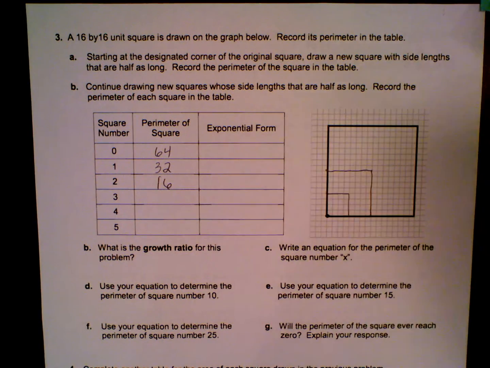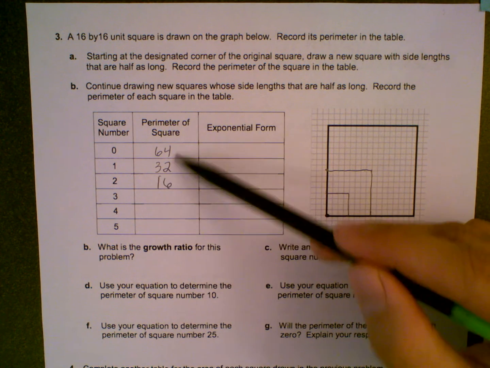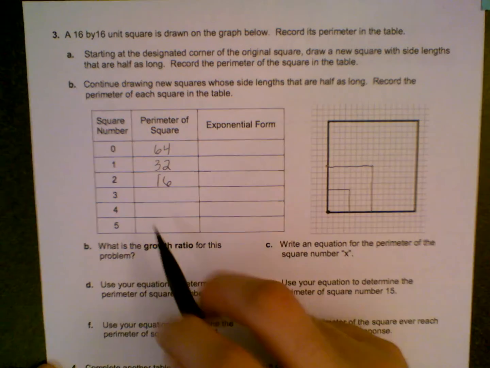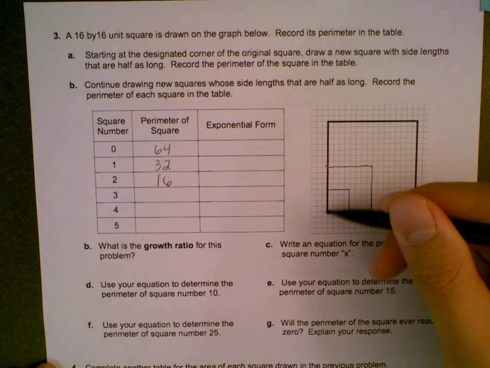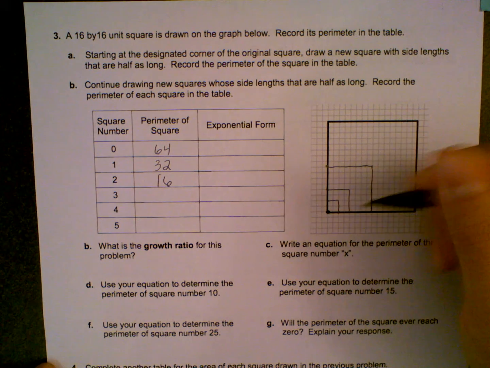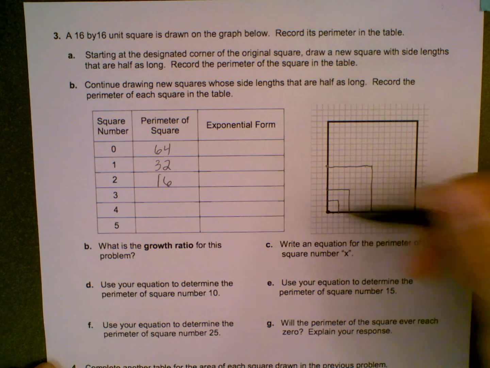Perfect. And we're going to continue this till we get to the end. Hopefully you should notice something with this and a pattern that's happening. But let's keep going, drawing our squares. So my next one, we just had one that was 4. Half of 4 is 2. So this will be a 2 by 2 square right there. 2 plus 2 plus 2 plus 2 is 8.